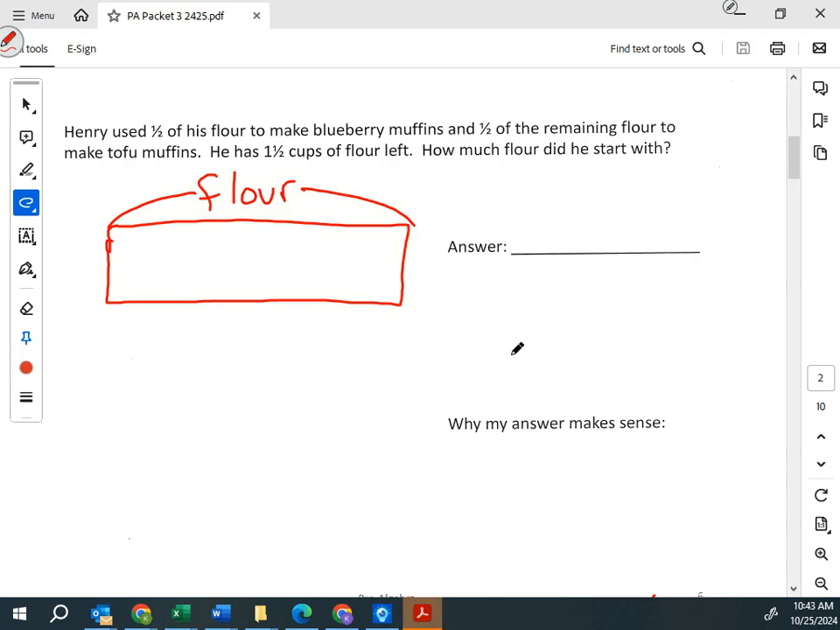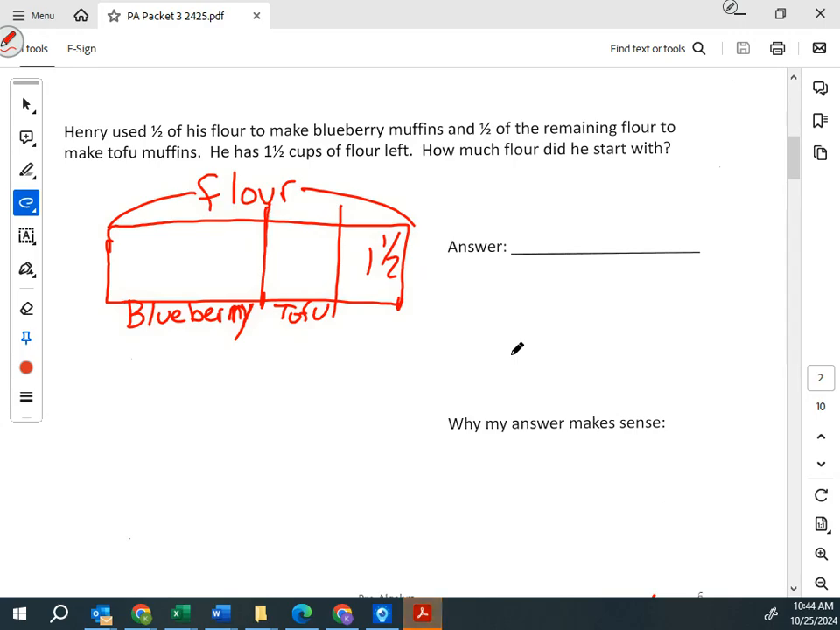He used 1/2 of his flour, half, to make blueberry muffins. So 1/2 of it is for the blueberries. And 1/2 of the remaining flour, so this is my remaining flour, he uses 1/2 of that for the tofu muffins. He has 1.5 cups of flour left. How much flour does he start with?